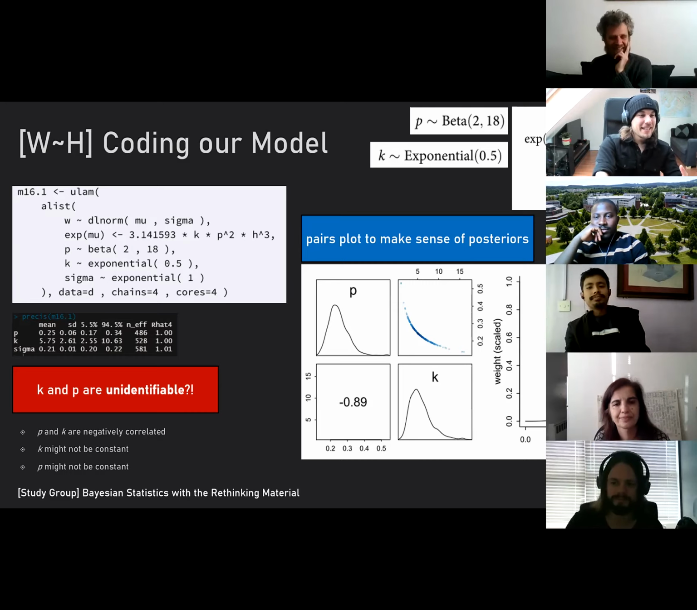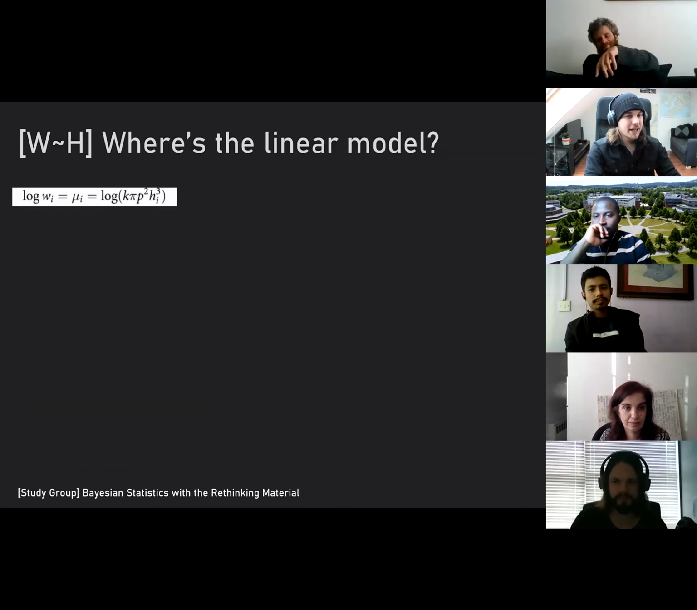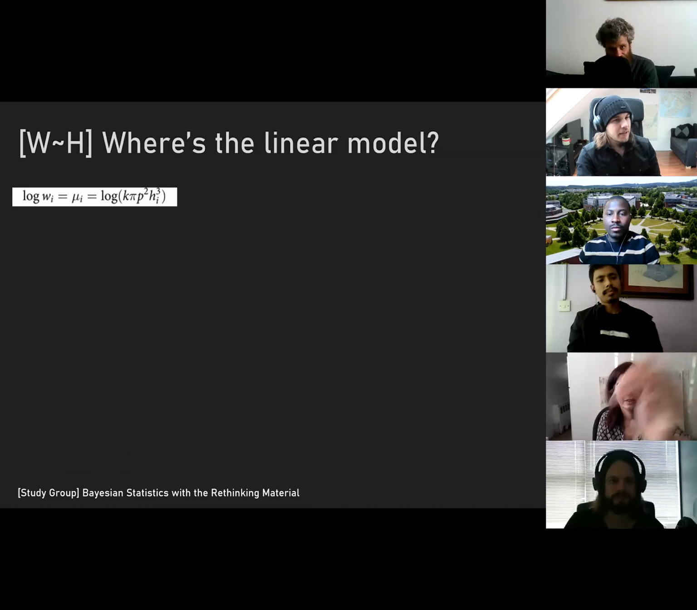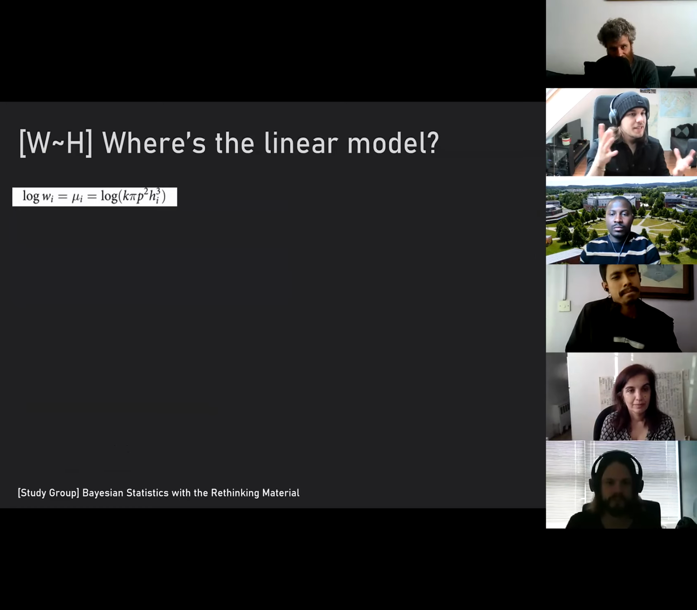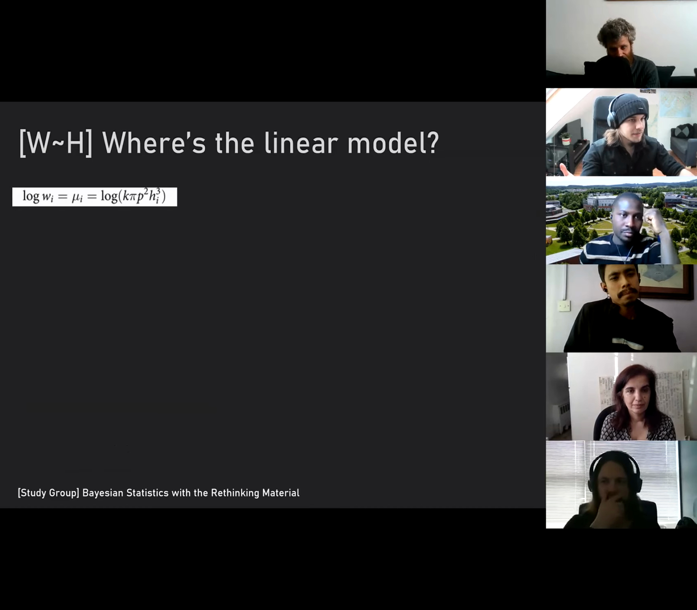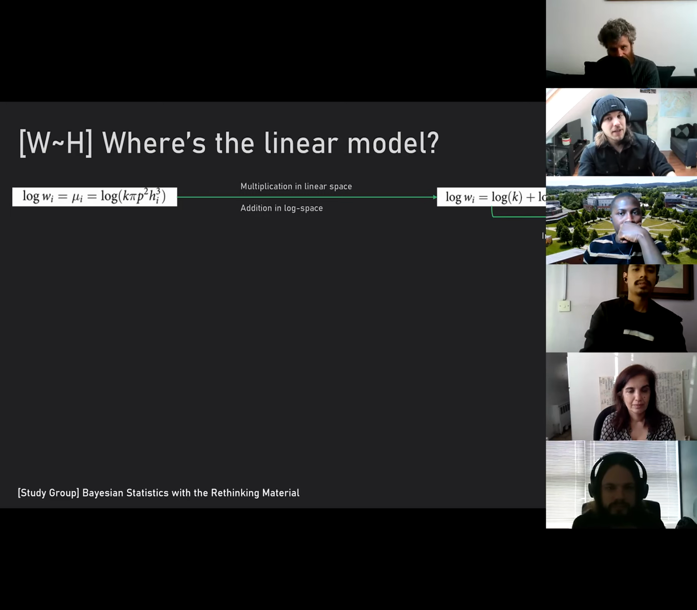All right, but this leads us into the big question, which came up earlier and which Jan basically already answered for us. And this is, where's the linear model in all of this? And basically, what we see here is this is not a linear model because stuff is not additive. But that's only because we are looking at this in linear space. And as soon as we translate this into log space, suddenly we see the addition.